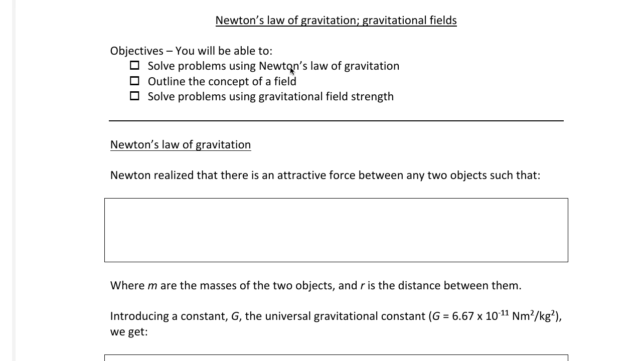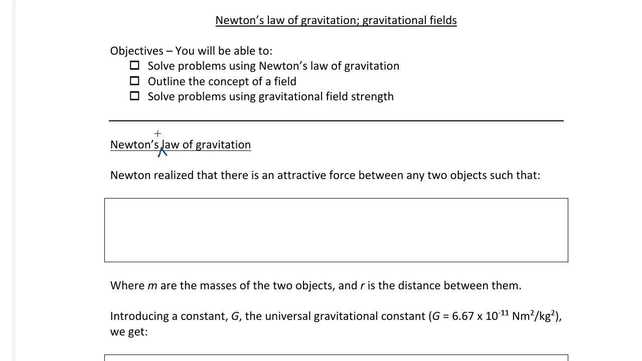This lesson's about Newton's law of gravitation and gravitational fields. So first, Isaac Newton didn't discover gravity. We have this idea of him sitting under an apple tree getting hit by an apple and discovering that gravity exists. But of course, people knew that gravity existed before that. What Newton did was that he recognized that it was universal.